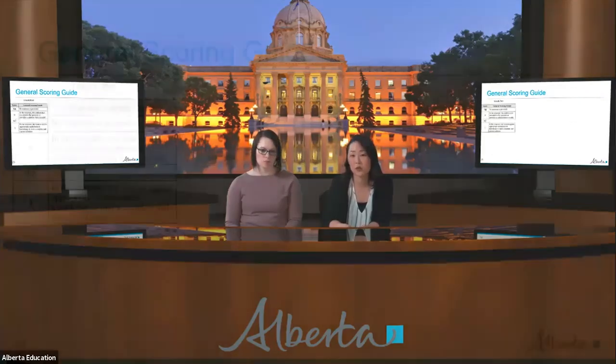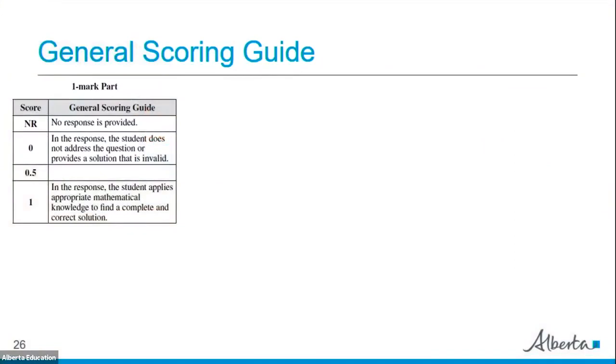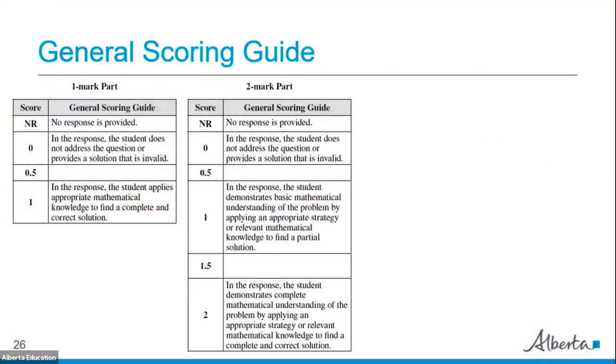Now, when scoring our written response, we have the general scoring guide, and this is also in the information bulletin. So there is the 1 mark part used only by Math 30-2 for the entry level question. And then we have a 2 mark part used by both Math 30-2 and 30-1. So we use this general scoring guide to develop specific scoring guides for each diploma exam question.